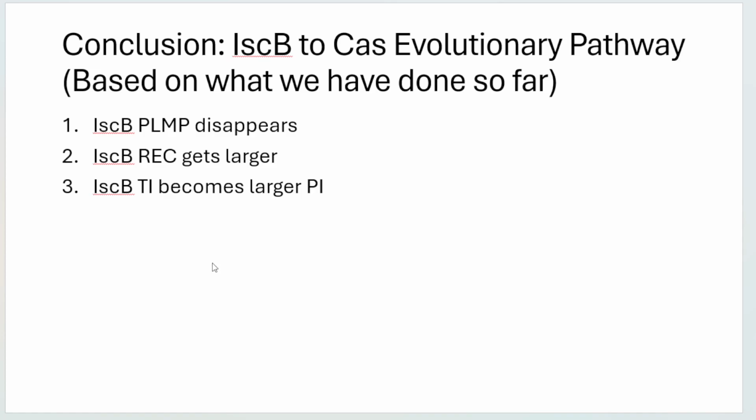In conclusion, what do we know so far? Based on what we've done so far, what do we know about the ISCB and Cas9 evolutionary pathway? The ISCB loses the PLMP as it becomes a Cas system. The ISCB's rec domain becomes larger and becomes a fully fledged rec domain when it becomes a Cas9 system. And the ISCB TID, the TAM interacting domain, becomes larger and becomes a PAM interacting domain.